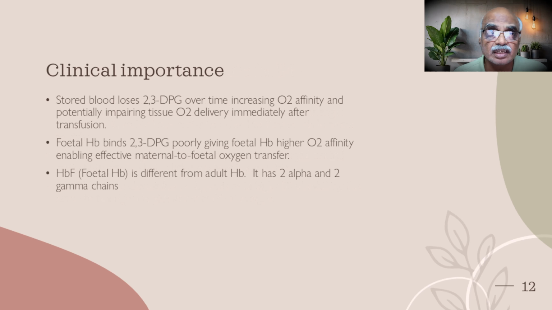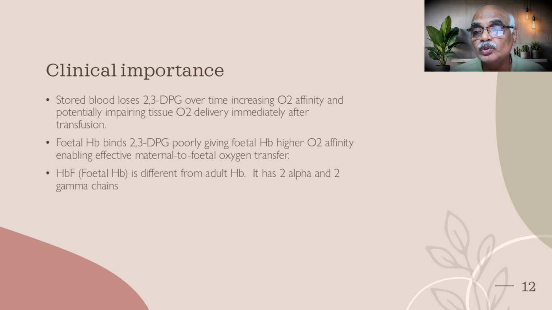Now, let us dwell a little bit into the clinical significance. What exactly happens when blood is stored in the blood bank? The 2,3-diphosphoglyceric acid loses its level over time. So the stored blood loses 2,3-diphosphoglyceric acid over time, and the hemoglobin present in the stored blood has increased oxygen affinity.